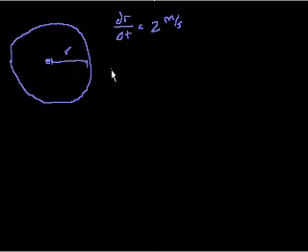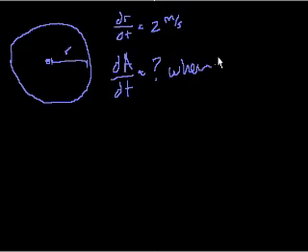And what I want to know is, what is the rate at which the area included by this ripple, this entire area, is changing with respect to time when the ripple is, let's say, 3 meters from the center, when R is equal to 3 meters.